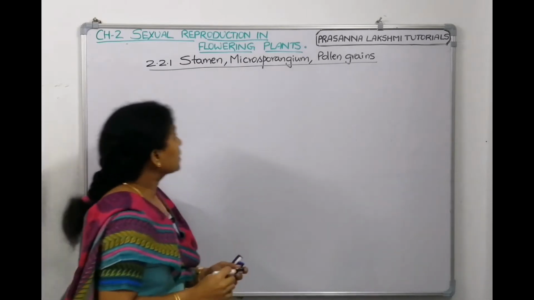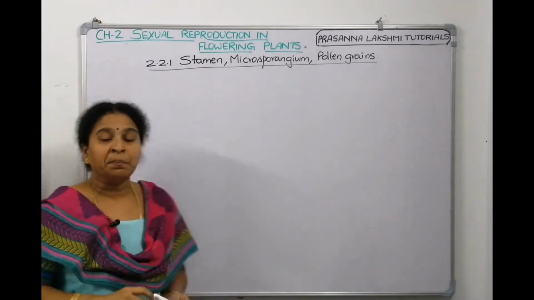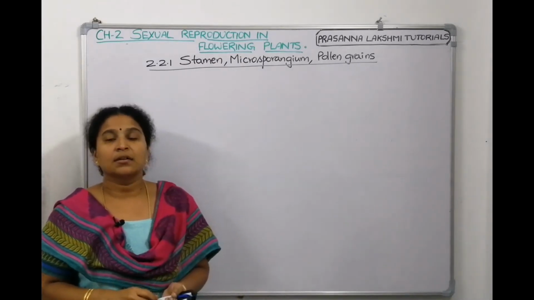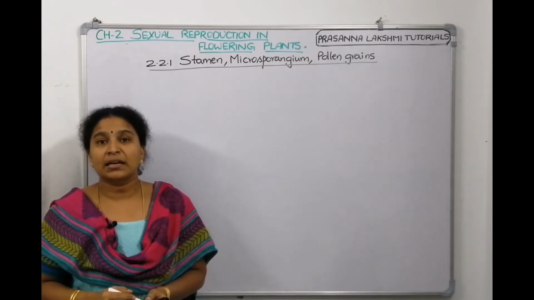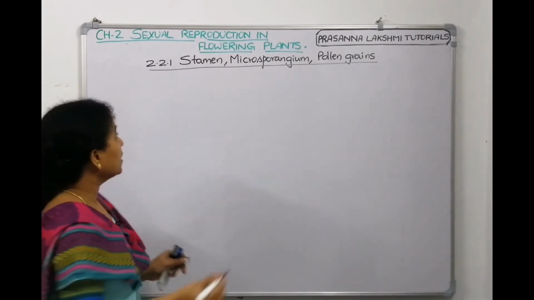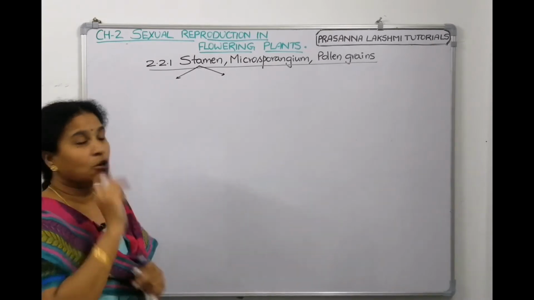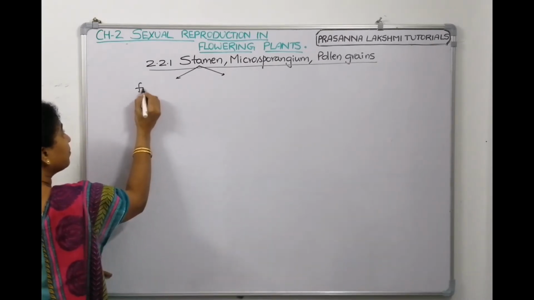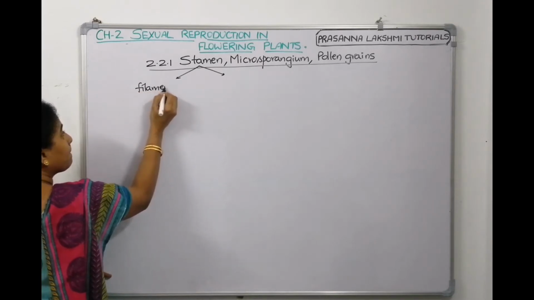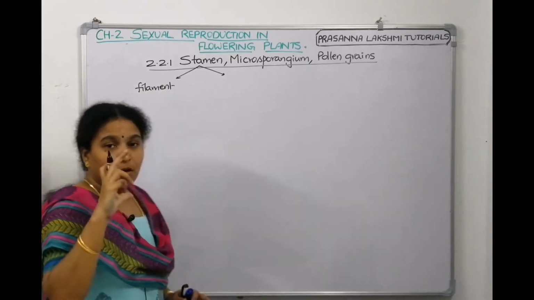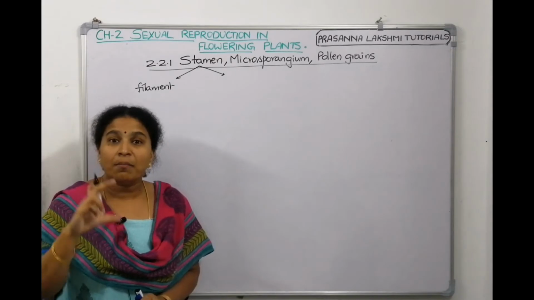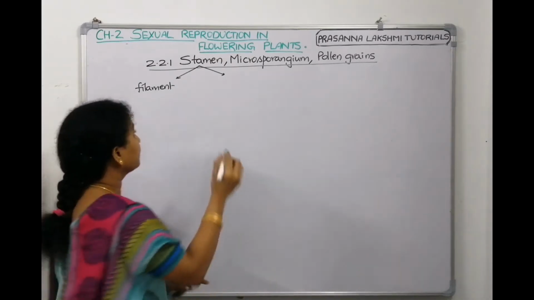Now we already discussed in the previous lecture that stamen is a male reproductive organ, and stamen contains two parts, right? So what are the two parts of the stamen? It has a long slender stalk which is called filament, and it has a lobed structure, a broader knob-like structure which is called anther.